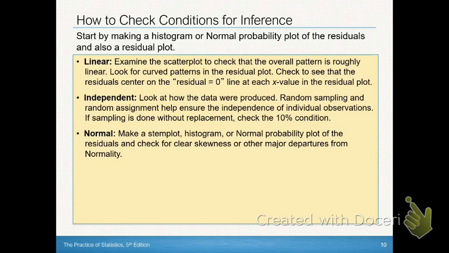To show that something's independent, we just want to look at our sample size and make sure that it makes sense that our sample size would be less than 10% of the population. To tell if our sample is normal, we will use some sort of data display like a stem plot, dot plot, histogram, or normal probability plot. And we're looking at those to make sure they are symmetric.